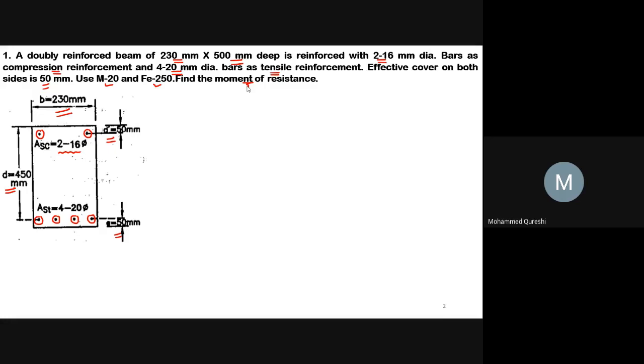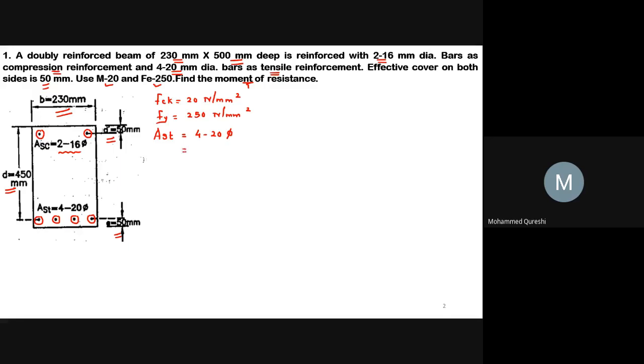So first of all, we will write the given data. Here fck is given as 20 Newton per mm square and fy is given as 250 Newton per mm square. And the area of reinforcement in the tension zone, Ast, is given as 4 dash 20 mm dia.